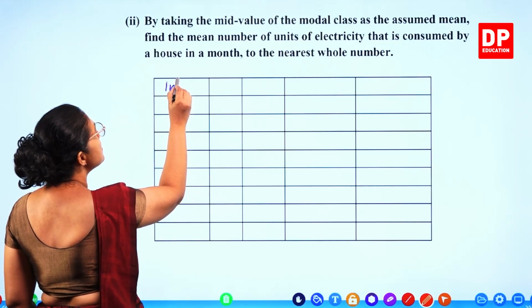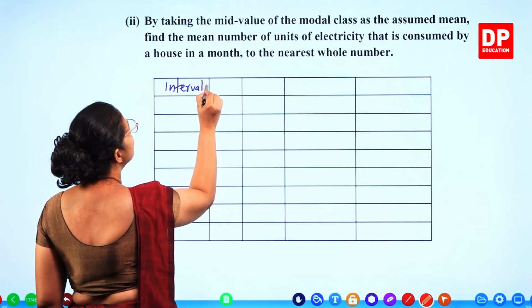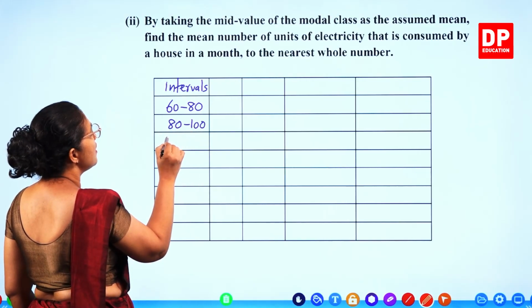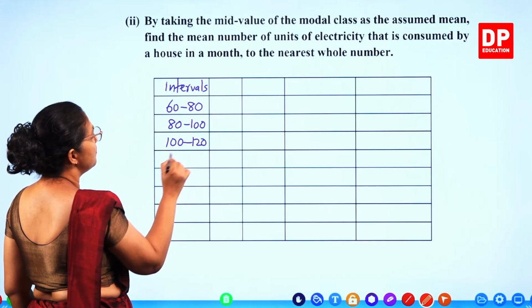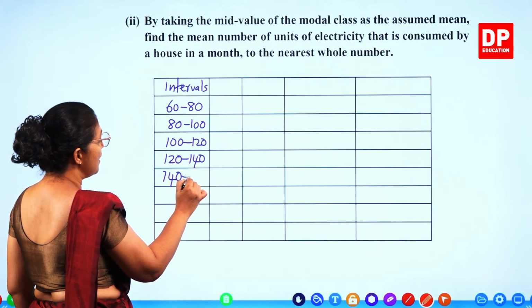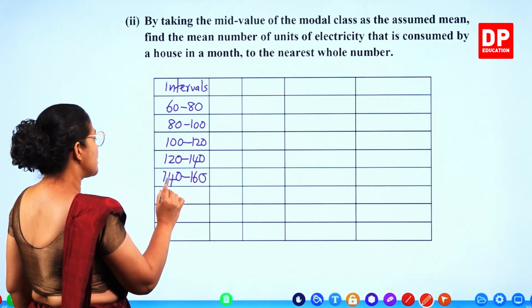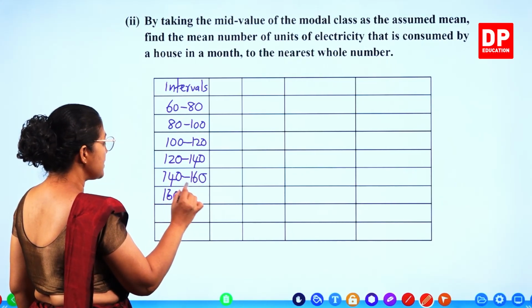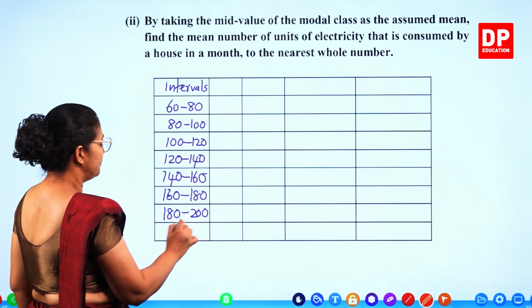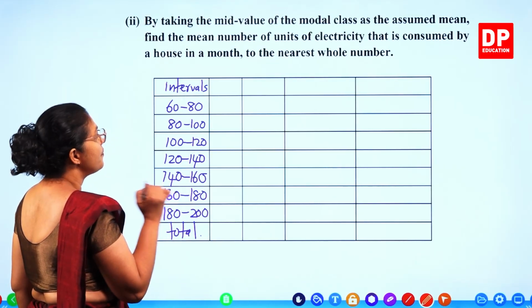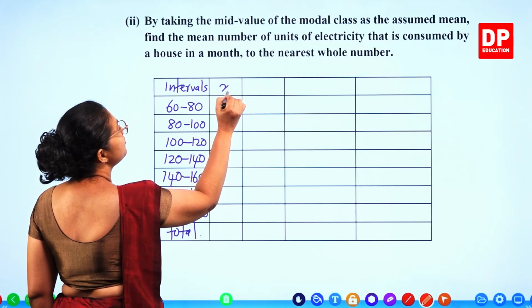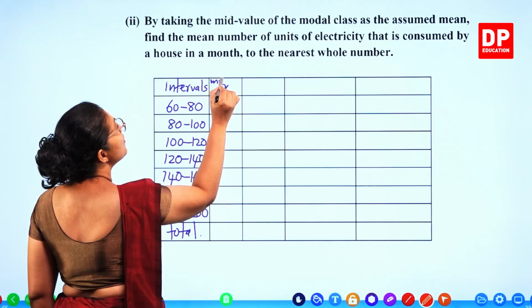So these are the intervals: 60 to 80, 80 to 100, 100 to 120. You write all the intervals in a column. You can't do it with rows. So make sure that you first construct this table. Then you need to find the mid value. So mid value is the x. I'll write mid value as well.